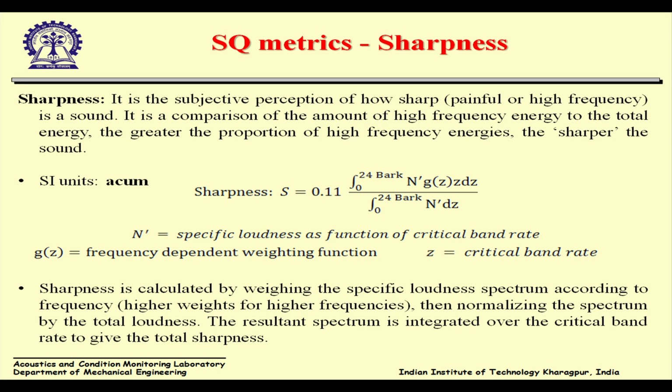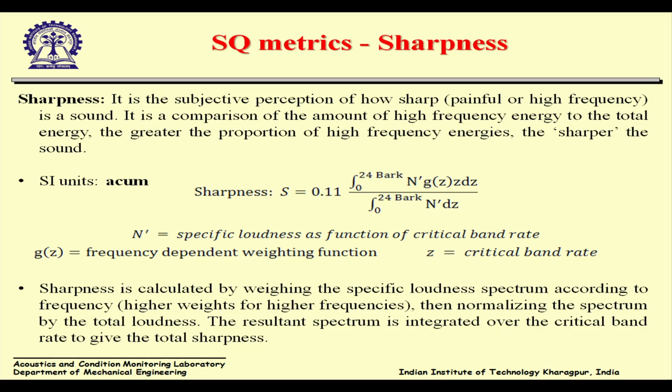The next sound quality metric is sharpness, and this is the human correlate of how sharp you find the sound, or how high pitched. For example, a female voice and a male voice are both speaking at the same level, but the female voice will be sharper compared to a male voice. So that's the sharpness. The unit is acum, and this is the formula for calculating the sharpness.